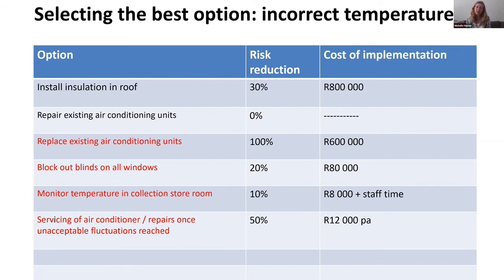If I keep those air conditioners working, sometimes they'll be down. That's why I said 50%. Won't completely remove it on its own, but it'll help. And that is an annual cost. So it's an ongoing cost, 12,000 Rand a year for my servicing contract. You put all of that down, and then you select. You can think about which one you would pick.